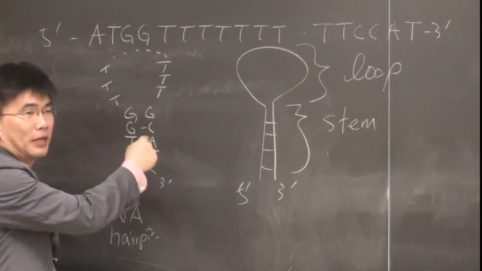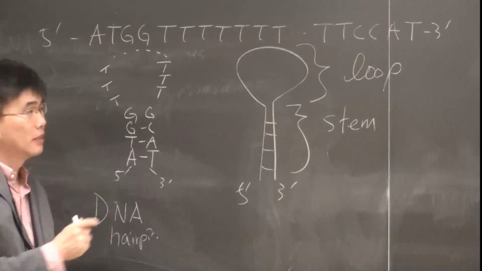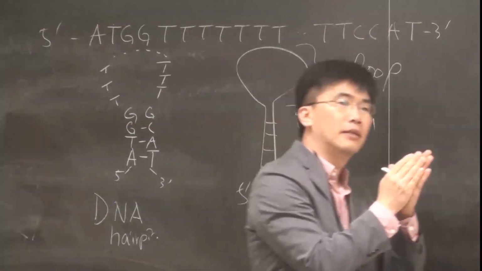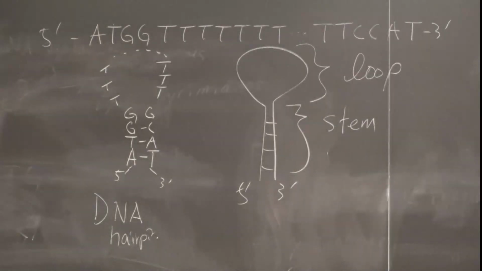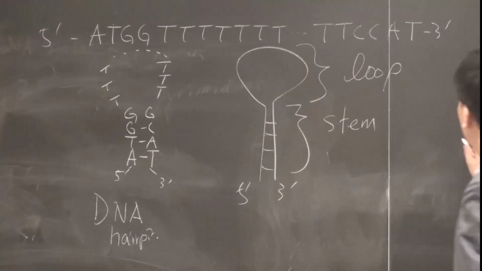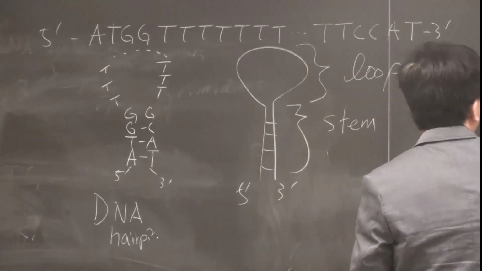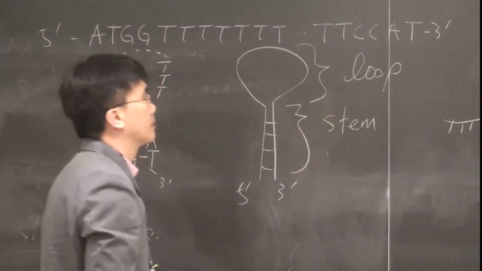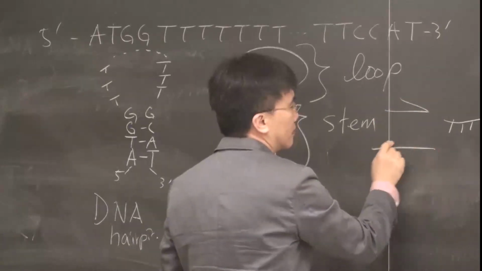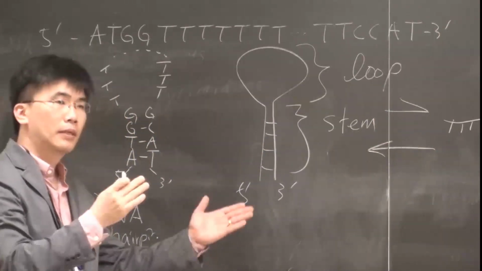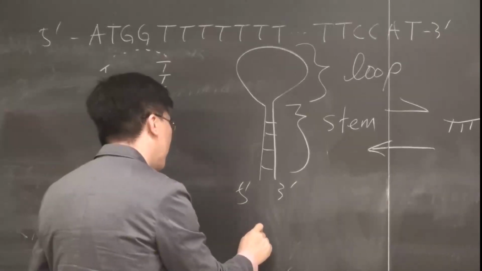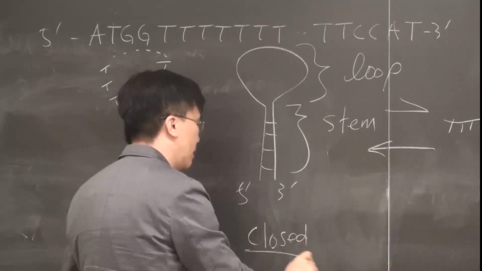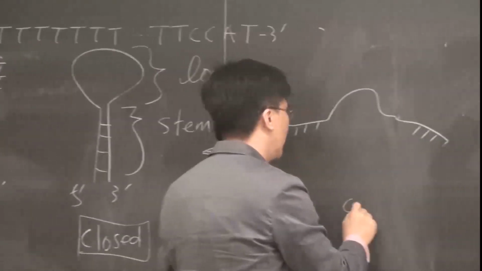When you have a stem as short as 4 base pairs, this is not that stable, so it will most likely melt within less than a millisecond. But then, it has nowhere else to go, so it will actually rezip. So this can actually go back and forth between the loop state, between the two states, reversibly. So this is called the closed state. This is called the open state.